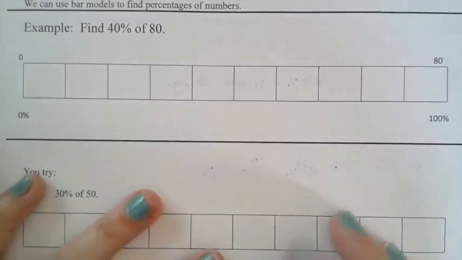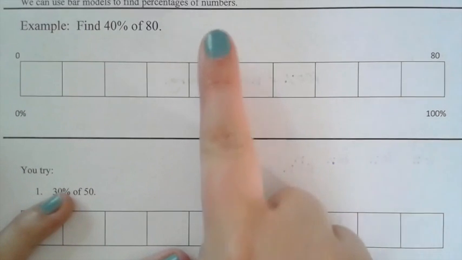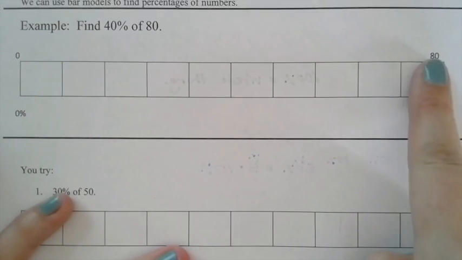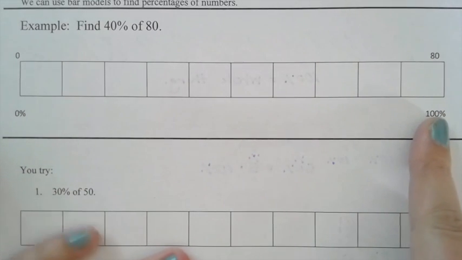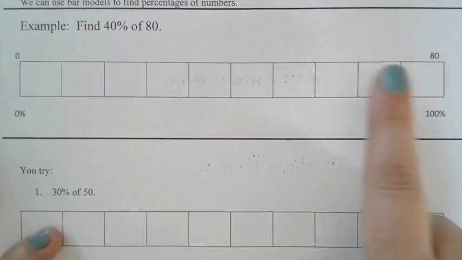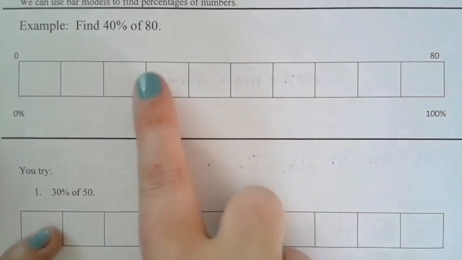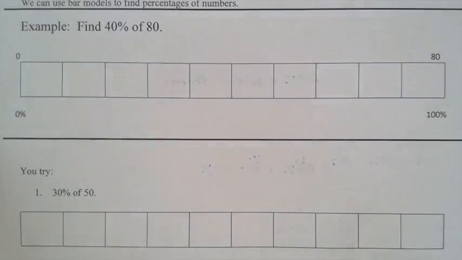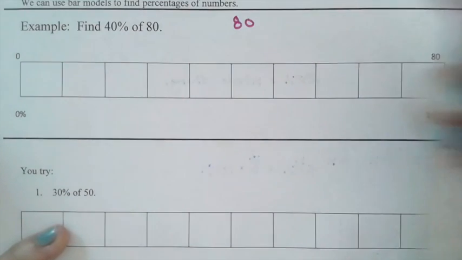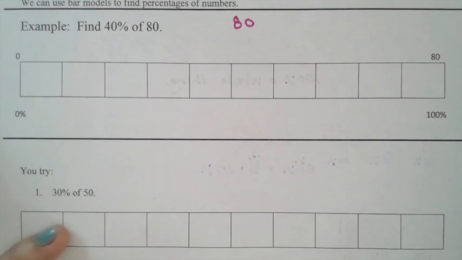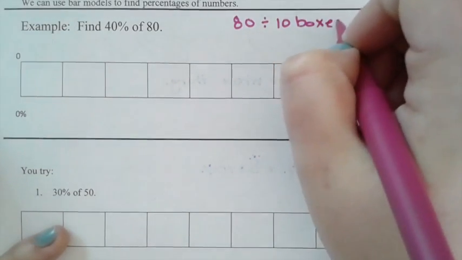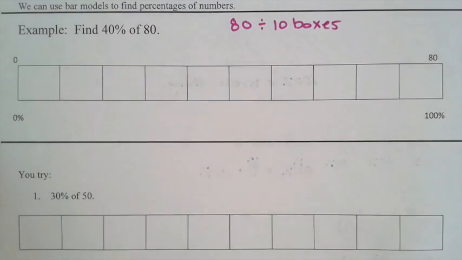We can use bar models to find percentage of numbers. For example, if I wanted to find 40% of 80, 80 represents 100%. If 80 represents 100%, how can I figure out how much each of these boxes is worth? Divide it. I have 80, and how many boxes do I want to divide it into? 10 boxes.